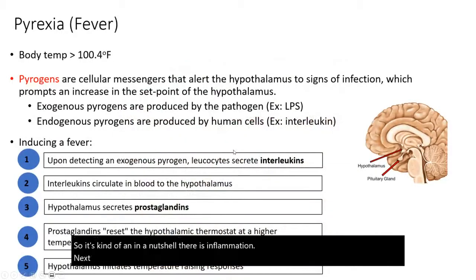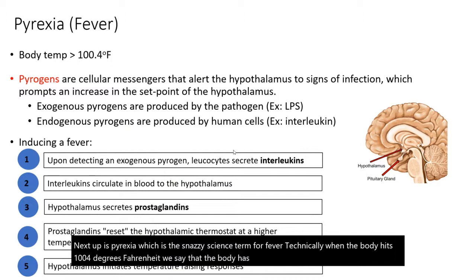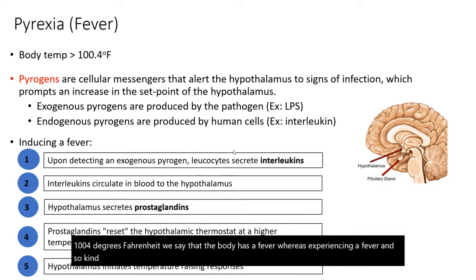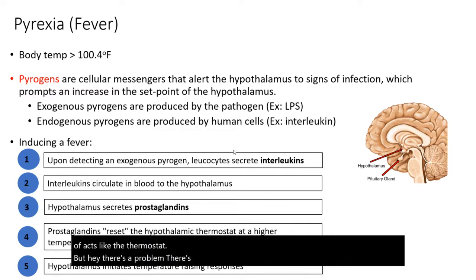Next up is pyrexia, which is the snazzy science term for fever. Technically, when the body hits 100.4 degrees Fahrenheit, we say that the body has a fever, or is experiencing a fever. And so kind of at the heart of causing a fever are pyrogens. And these are little cellular messengers like cytokines that are alerting the hypothalamus, the part of the brain that kind of acts like the thermostat, that, hey, there's a problem. Okay, there's an infection. We're going to need to kind of crank up the heat a little bit.